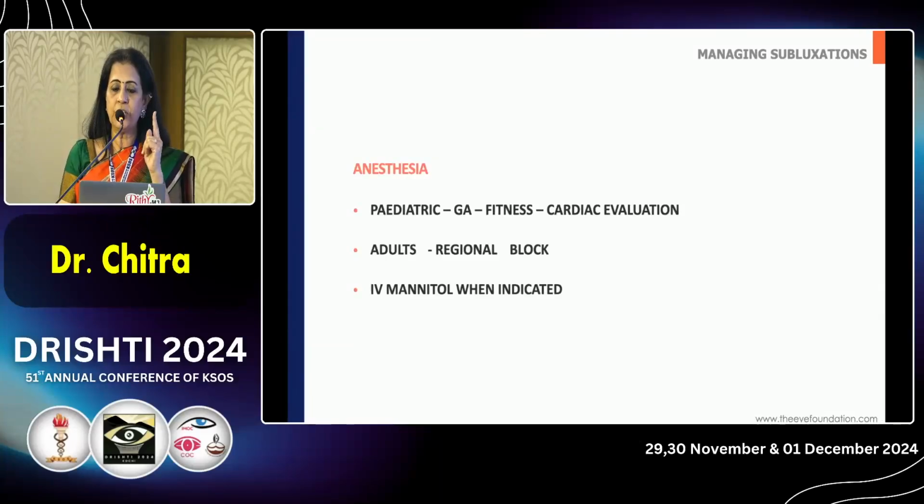The first thing: if it is a child, there has to be a cardiac evaluation. Fitness has to be taken. In adults, it can be a regional block. You should give IV mannitol and decompress the eye. There could be an intumescence of the cataract too. It could be a very elastic capsule too.